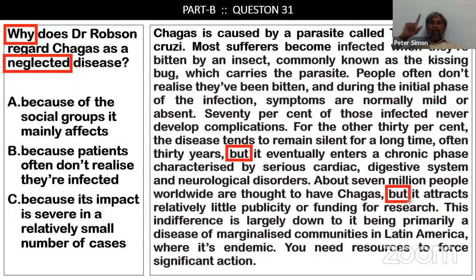Now let us see here. "But it attracts relatively little publicity or funding for research." Little means very less, minute, not major. Minor. Minors are always neglected. Okay, fine. Now, there's a different angle, but he has given a synonym.